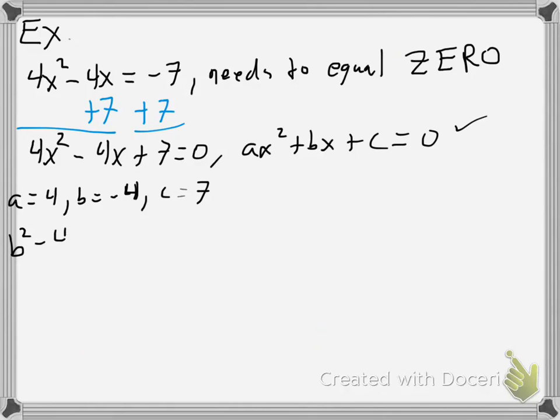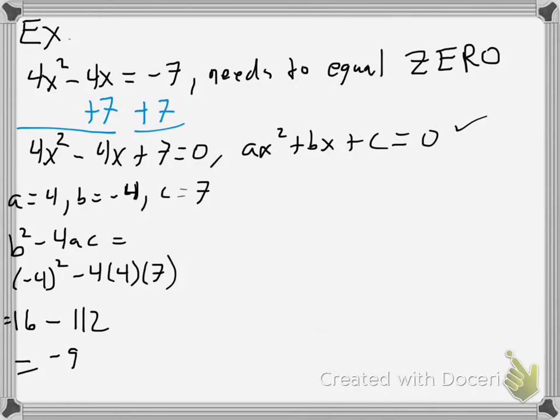We'll find the discriminant again, b squared minus 4ac. That's the junk under the square root. Go ahead and plug some stuff in. For the a, b, and c, negative 4 squared is 16, minus 4 times 4 times 7, which is 112. We get negative 96 as our discriminant. Because that's negative, we're going to have 2 complex conjugate roots. So we're going to have some imaginary numbers.